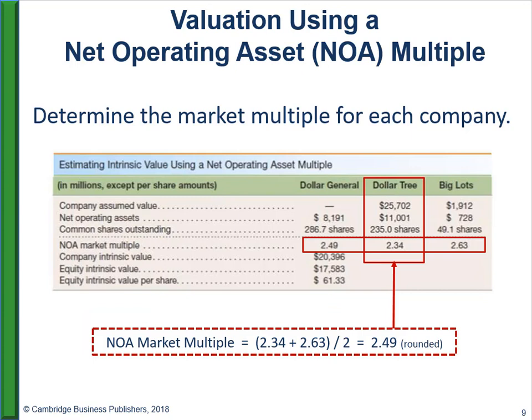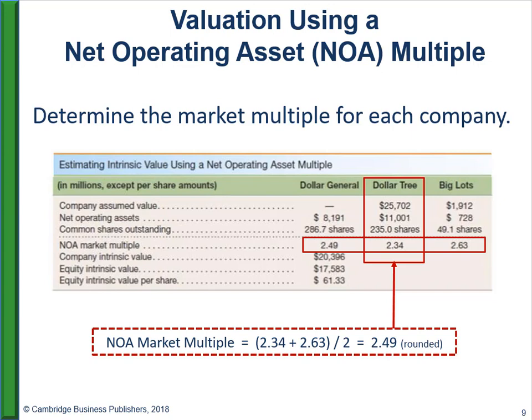So first, let's take a look at the net operating asset multiple, the NOA, and we're looking at Dollar Tree here. So we have the company assumed value of $25 billion, the net operating assets of $11 billion for Dollar Tree, and common shares outstanding. Now our net operating asset market multiple for Dollar General 2.49, for Dollar Tree 2.34, and for Big Lots 2.63.